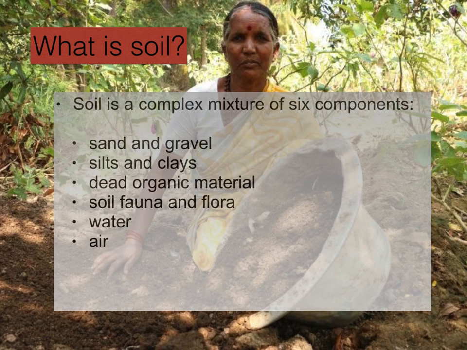3. Dead organic material: decaying plant matter stores nutrients and gives soils a black or brown color. 4. Soil fauna and flora: living organisms, including soil bacteria, worms, fungi, roots of plants, and insects, recycle organic compounds and nutrients. 5. Water: moisture from rainfall or groundwater, essential for soil fauna and plants. And 6. Air: tiny pockets of air help soil bacteria and other organisms survive.